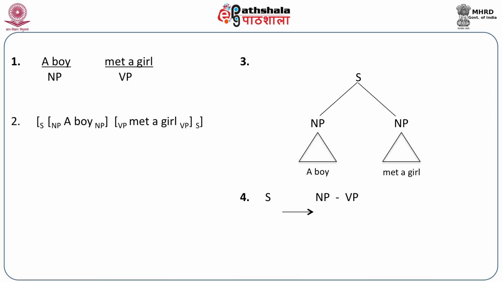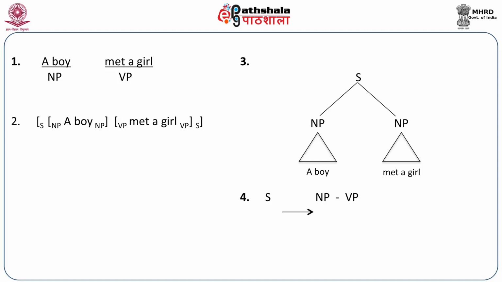And in 2 you can see that the noun phrase starts with A and ends with boy. That is the noun phrase. So we have an opening bracket there and a closing bracket for the noun phrase. And then we have an opening bracket for the verb phrase, which is met a girl, and a closing bracket for the verb phrase. And then we also have, as you can see, an opening bracket for the sentence and a closing bracket for the sentence. And the labels are given like S, NP and VP.